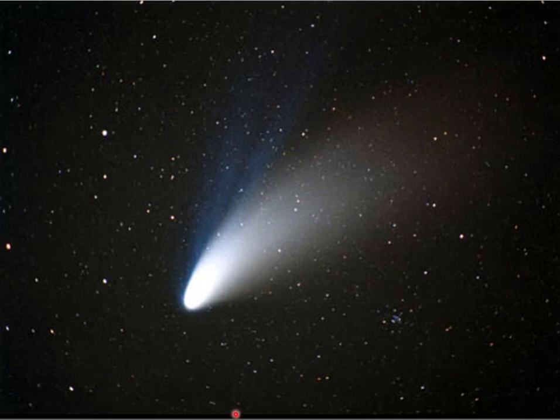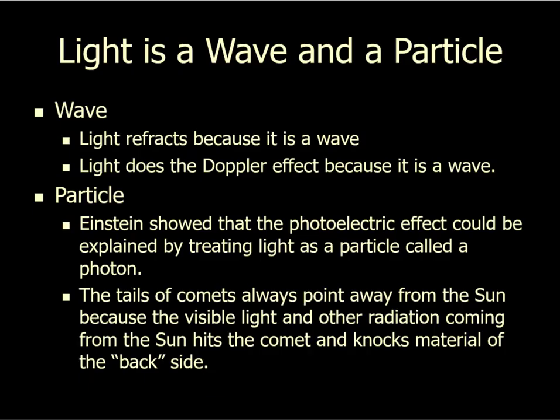Now, so light as a wave and a particle. There's two things for each. First of all, a wave. Light refracts because it's a wave. It will bend as it goes from one thing to another. And then light does the Doppler effect because it's a wave. The wavelength will shift as the emitter is moving either toward you or away from you. You can hear it with sound. You can detect it with light, but it takes a fancy instrument. And this is what leads us to the Big Bang and the expanding universe and all this other stuff.